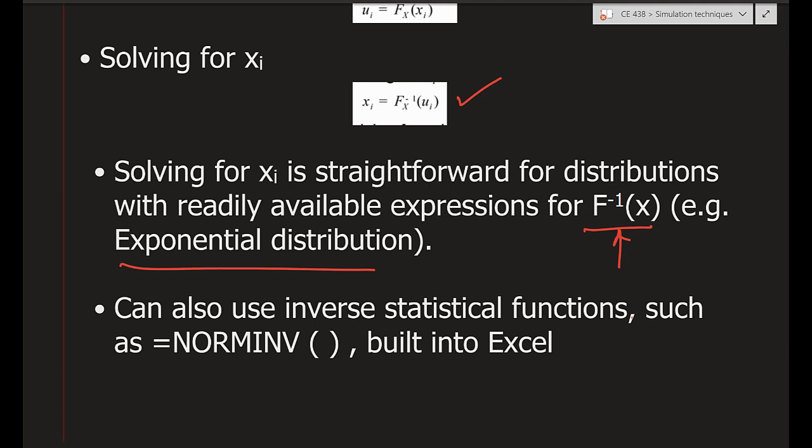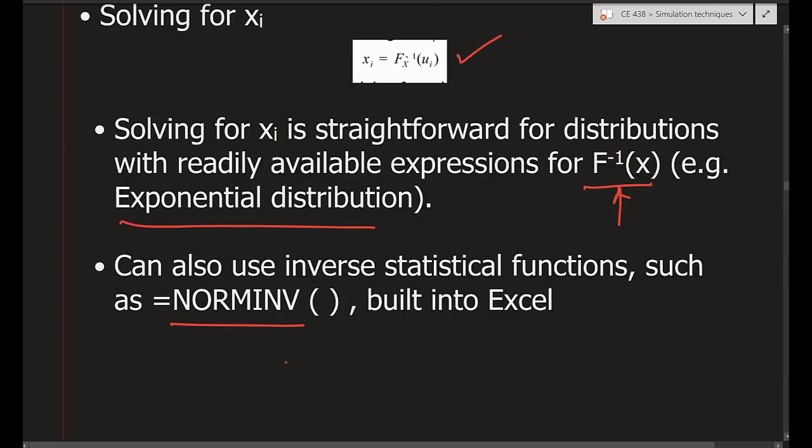This can be done using a computer program, and almost all computer languages have a function that gives you the inverse value for a given value. For example, in Excel we have the NORM.INV function that will give you, for a given random number ui, the corresponding xi value. We can also have the same kind of function in MATLAB and other languages.